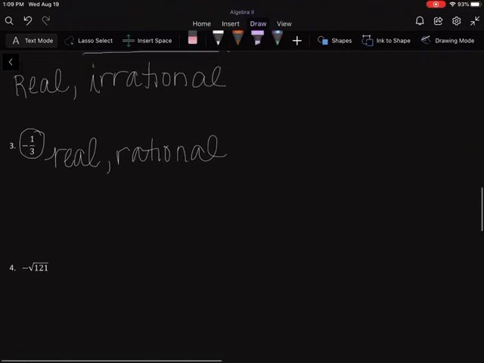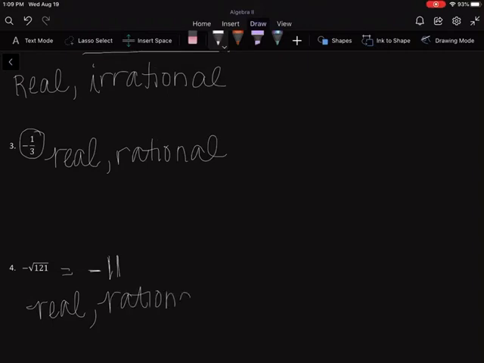So negative square root of 121. If you're familiar with your square roots, you put that in your calculator. And what does it come out to? Negative 11. All right. So negative 11 is definitely real. It's rational. Can I count to it? Yes. So it's an integer. And is it positive? No. So we just stop at integer.